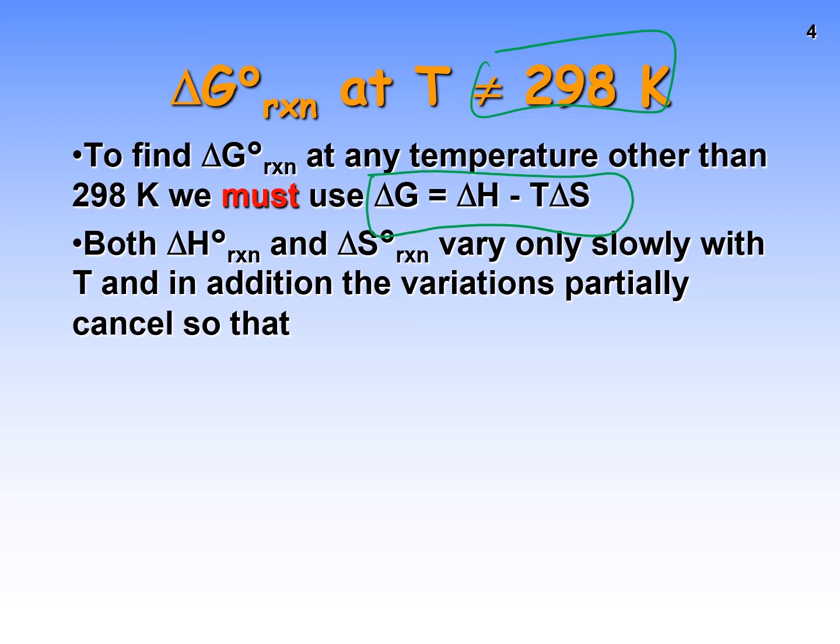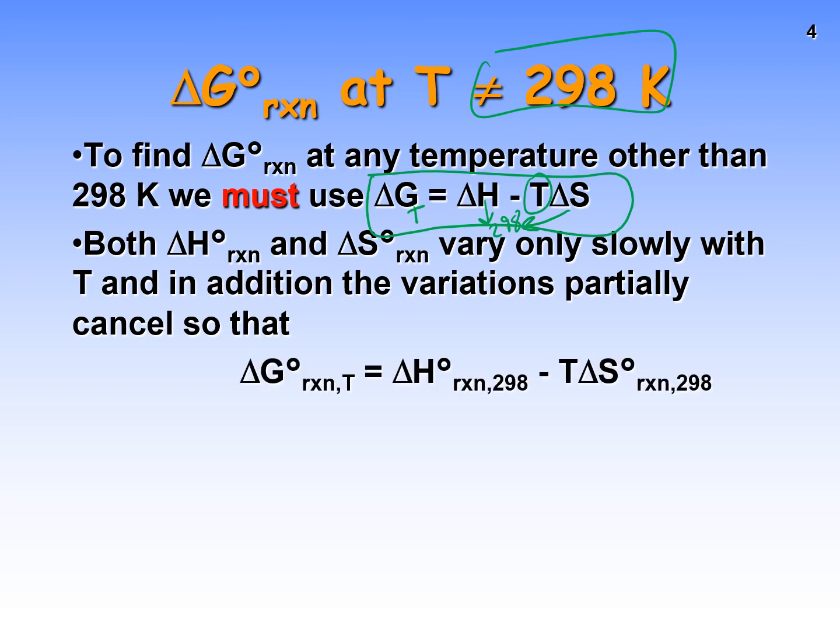Both delta H and delta S do vary with temperature, but very, very little. It's a very small variation. And in addition, a lot of the variations between delta H and delta S tend to cancel each other out a little bit. So we typically will just calculate these at 298 and plug in whatever temperature we want here to solve for delta G at that temperature. In other words, we're going to solve for delta H at 298, delta S at 298, then plug in whatever temperature we want. 600 Kelvin, sure, put that there. And then this would be 600 Kelvin's delta G.